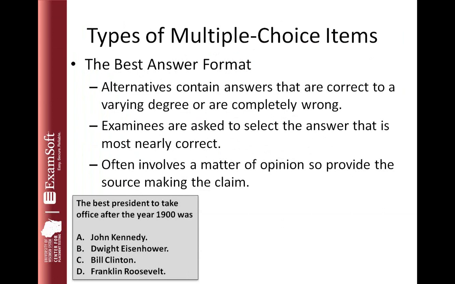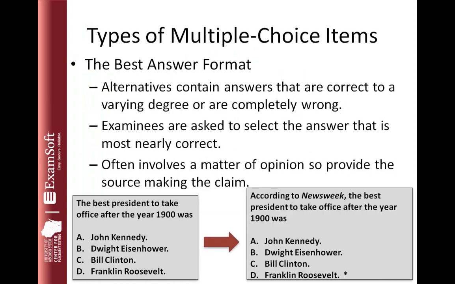Now, we can all probably sit and have a discussion about who we think may be the correct answer, and I'm willing to bet that some of us could come up with arguments made for all of these individuals. So it's better to put in a qualifier or state the source that's actually making the claim that this is the best president after the year 1900. So a better option is going to be, according to Newsweek, the best president to take office after the year 1900 was. And in this case, Newsweek said it is Franklin Roosevelt.